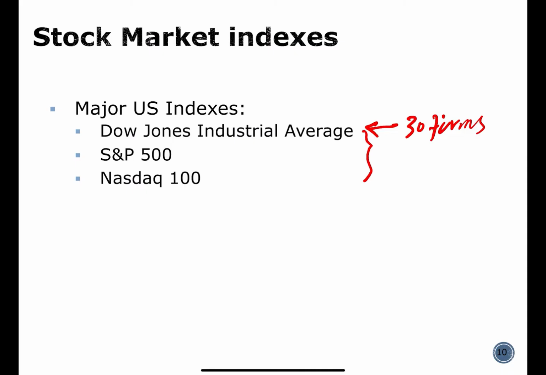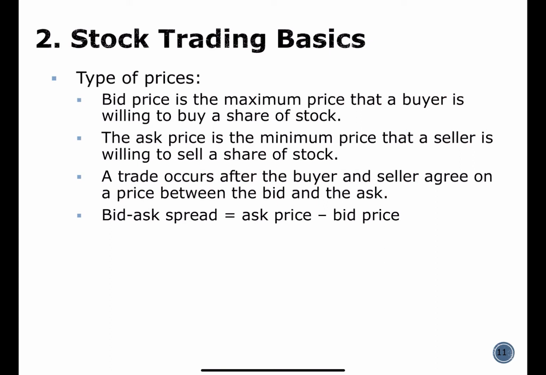Now, the SP 500 is essentially the 500 largest public firms in the US market. And the Nasdaq 100 is basically the 100 largest firms listed on the Nasdaq exchange. Most of these 100 firms are high-tech firms. So if you want to invest in the high-tech industry in the US, the Nasdaq 100 is a nice candidate.